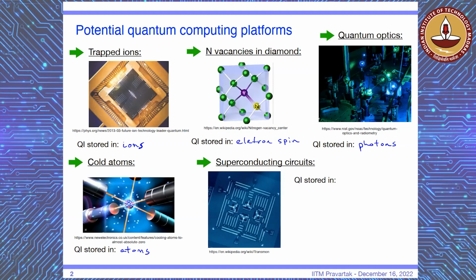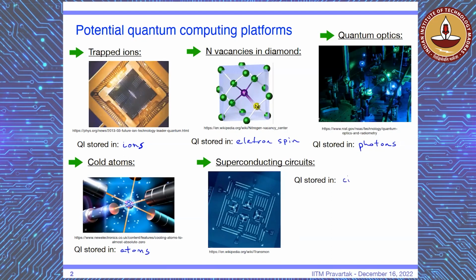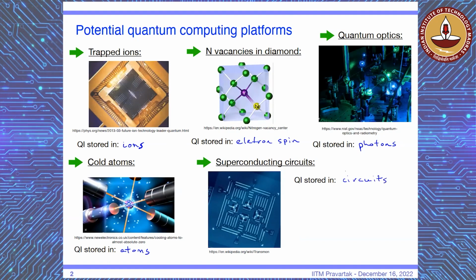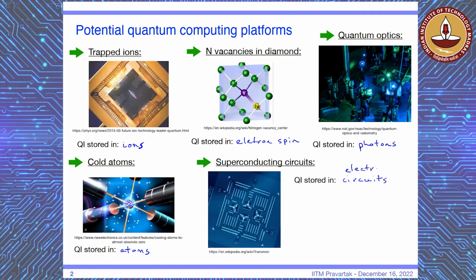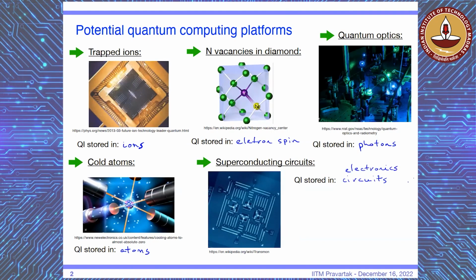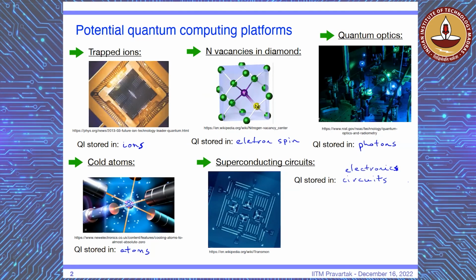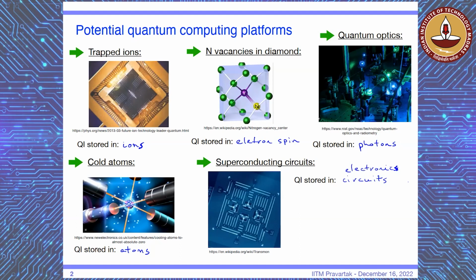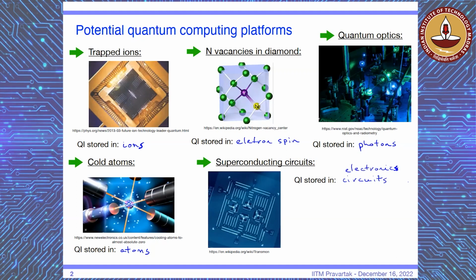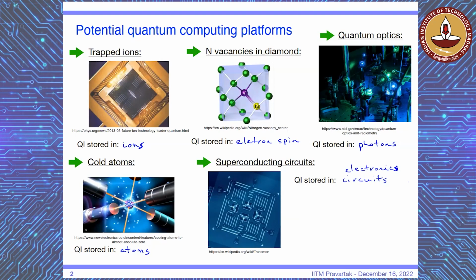And in superconducting circuits, you encode quantum information in electronic circuits, or to be precise, in collective oscillations of charges in electronic circuits. So if I ask you, what is one of the big differences that you can see between electronic circuits and the other four platforms that I gave you, what would be one of the big differences that comes to mind?